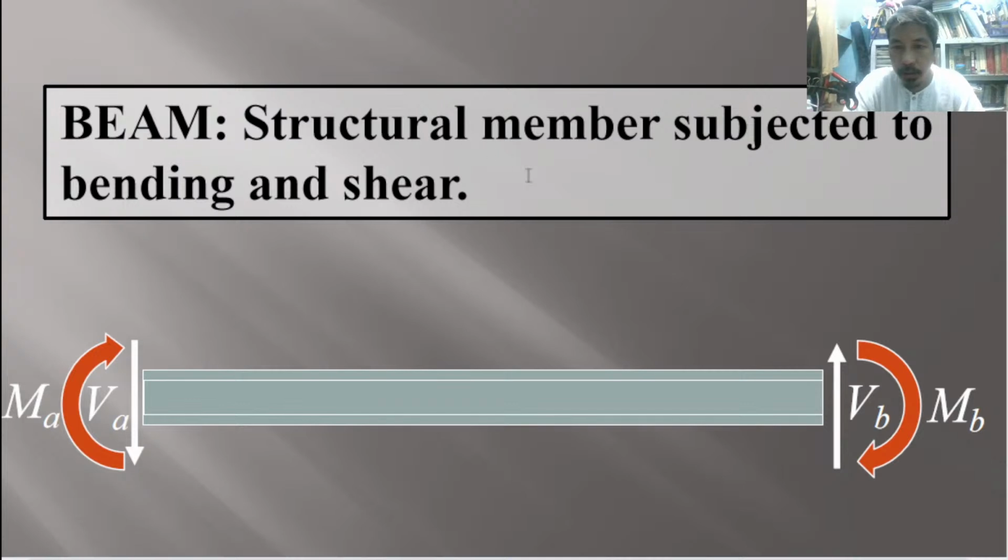So a beam structure is like this one. So there are one or two supports at the ends, and technically a beam is a member subjected to bending or flexure and shear, and because of that you can see the shear force and moment being applied to the element. Okay.